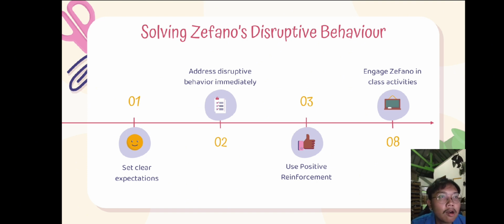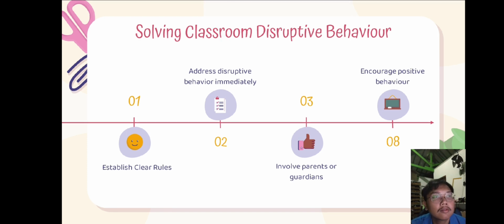And the third problem is solving classroom disruptive behavior. Like the first, it's the same. You have to establish clear rules in the beginning. Develop and display a set of clear rules about respectful behavior and zero tolerance for teasing and bullying. Ensure students understand the consequences of breaking these rules. Clearly communicate these rules and expectations to all students, explaining why respectful behavior is important.